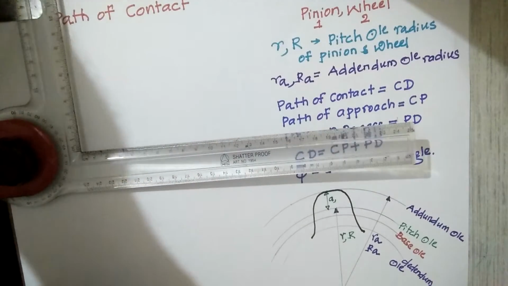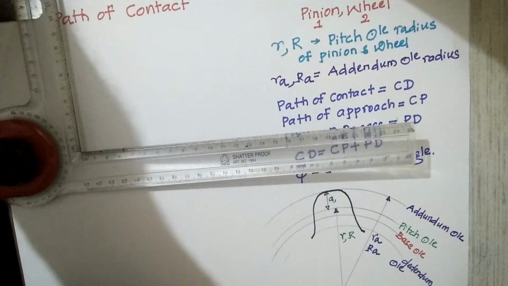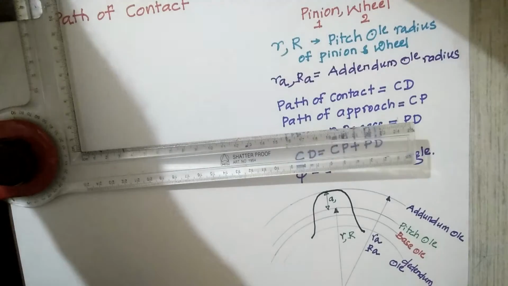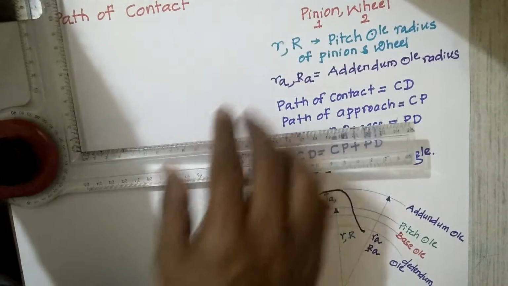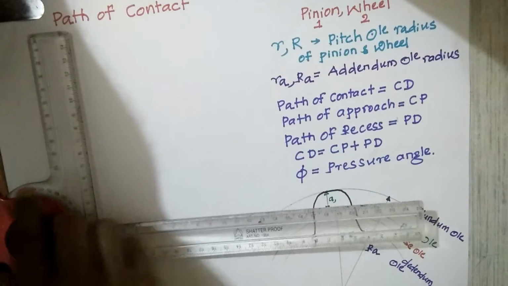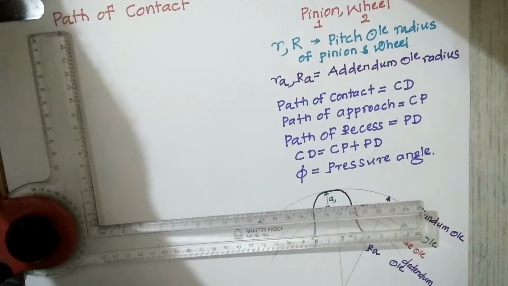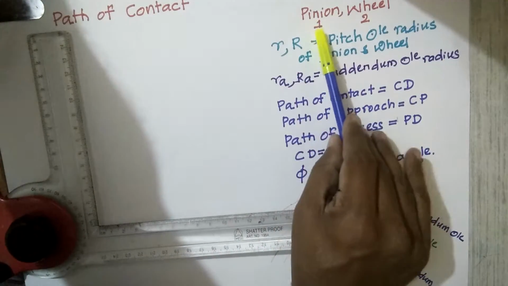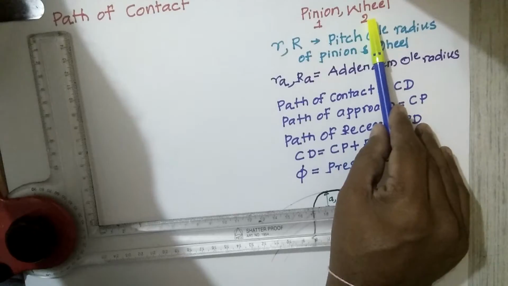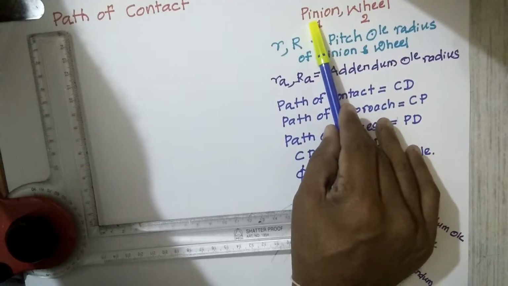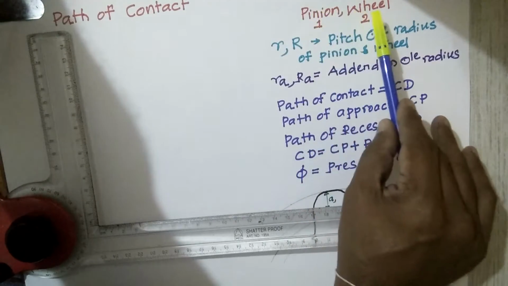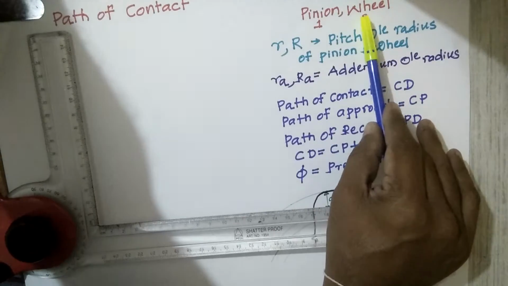Today I will explain a new topic related to gears only. One of the parameters is the path of contact. Before that, I have taken the mating of two gears. First I have taken a pinion, which I will call 1, and the wheel as 2. If you consider the pinion as clockwise, the wheel automatically comes as anti-clockwise.